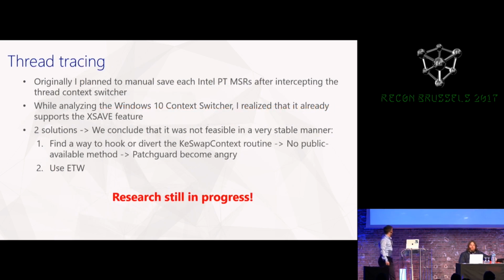Our driver completely supports XSAVE, and it was very funny because when I implemented this, I found that the new Windows 10 context switch already implements support for XSAVE, but only for user mode. Our original intention was to find a way to intercept or divert the KiSwapContext routine, the kernel mode routine that Windows uses to perform the context switch from one thread to another. If we are able to intercept this, we can save all the model-specific registers belonging to processor trace directly in an area, and then restore them later. In that way, we can implement tracing by thread.